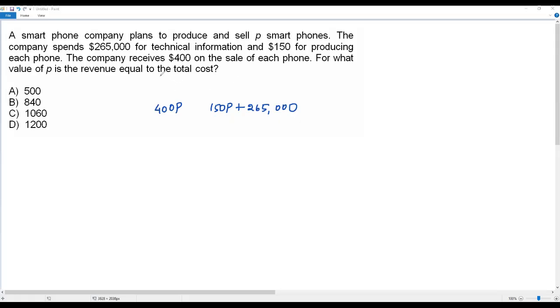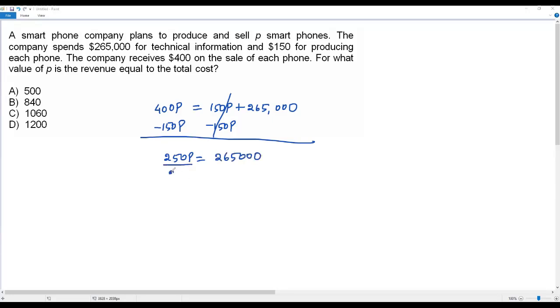So according to the question, the revenue 400P is equal to the total cost 150P + 265,000. So we have to equate them and solve for P. Okay, now to solve for P, we have to get P on one side of the equation, because here P appears on both sides of the equation. So now let's get rid of this 150P on the right side. For that I have to subtract 150P from both sides. When I do so, this positive 150P and negative 150P will cancel out. When I simplify this, I'm getting 250P equals, on the right side, 265,000.